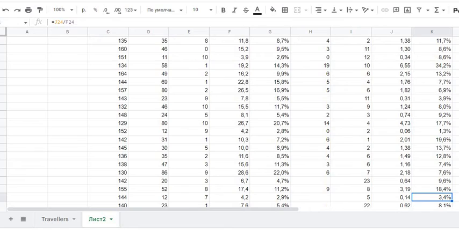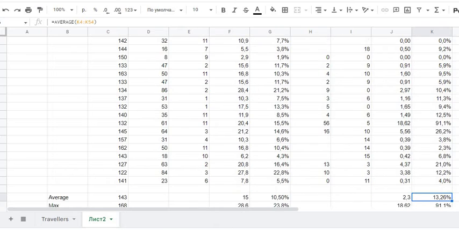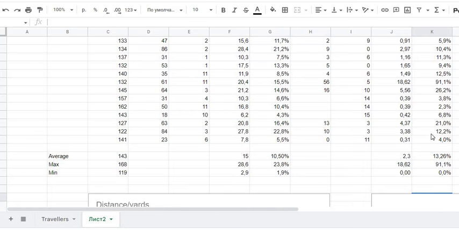So this way I'm analyzing 50 randomly taken golfers, and after that we receive statistical information about them. Fifty is quite good, a number of variables which give us quite complicated information about the average proximity and average accuracy of these golfers. So the average distance is 143, the maximum is 168, and the minimum is 119.